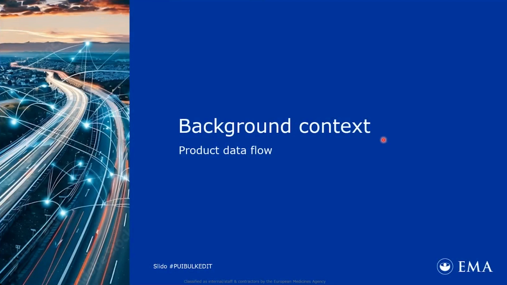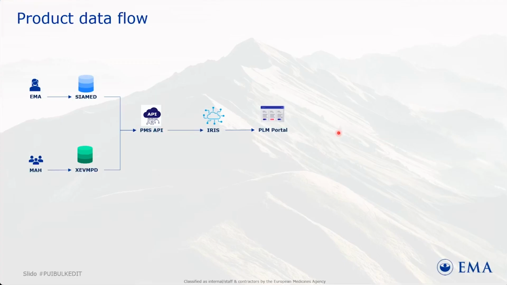So I wanted to give you a bit of information on how this product data is flowing through different systems. And I think you have already seen this diagram a couple of times. So you know that EMA users are updating the data in SciAmed, while the marketing authorization holders are updating the data in XCBMPD.